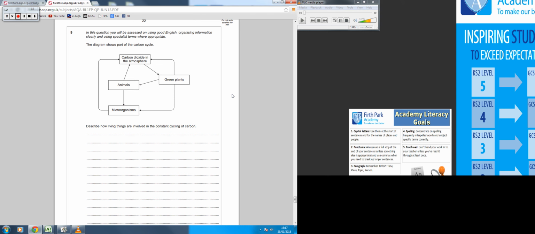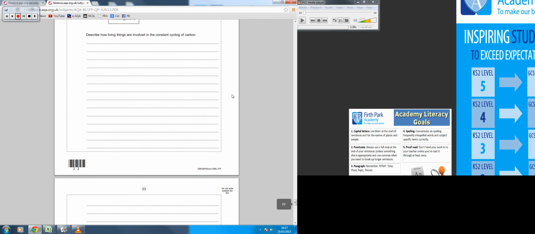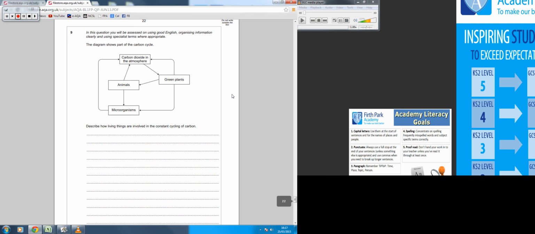So think about your processes. Your key processes, of course, are photosynthesis, respiration, and decay, and then give some examples for each of those. So talk about each process and then give some examples. You've got plenty of space to write a nice long answer. Make sure you're filling the whole lot. Right, good luck. Make sure you come back with a really good paper.